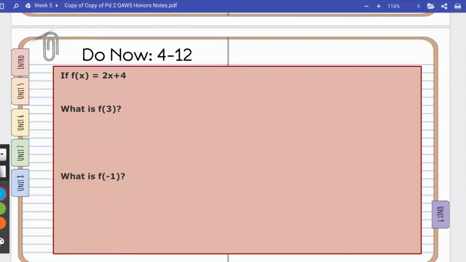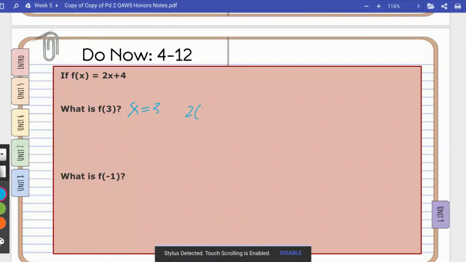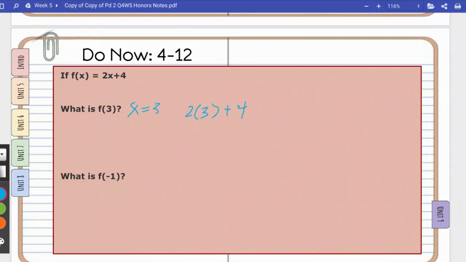2x plus 4 and f of 3. I'm trying to find f of 3. Well, that just means x equals 3. So you just plug it in. 2 times 3 plus 4. 6 plus 4 is 10. So f of 3 is 10.